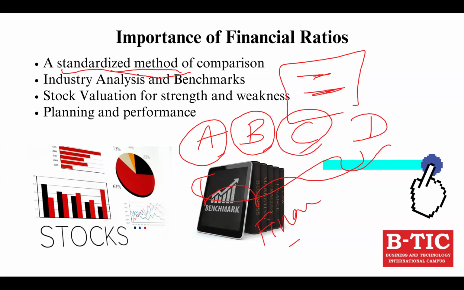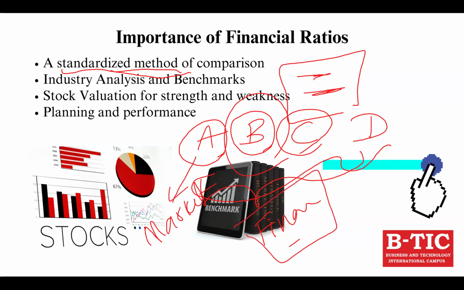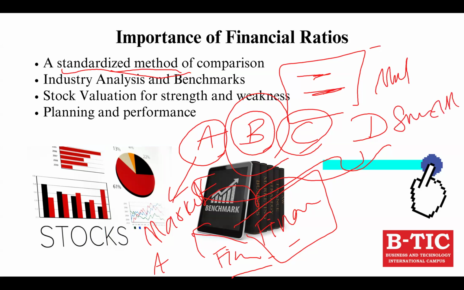Right? Any industry. Maybe A has more market share than company B, it doesn't matter. We can calculate the financial ratio and we can compare. Because this really doesn't matter: market share, the size of the company, the investment of the company, the profit of the company, it doesn't really matter when it comes to financial ratios. You're able to compare a multinational company with a small and medium business using financial ratios. So that's the reason it is said a standardized method of comparison.